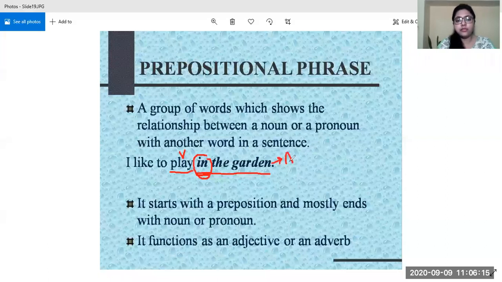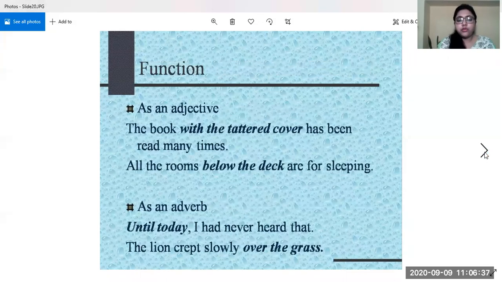Okay, so a prepositional phrase is an adverb phrase also, and a prepositional phrase is an adjective phrase also. So this is what it is. It mostly starts with a preposition and ends with a noun or pronoun. I've already told you that it acts as an adjective, like in this sentence.